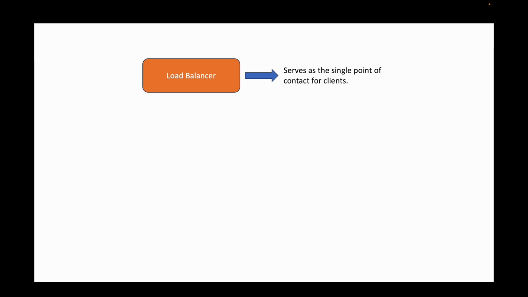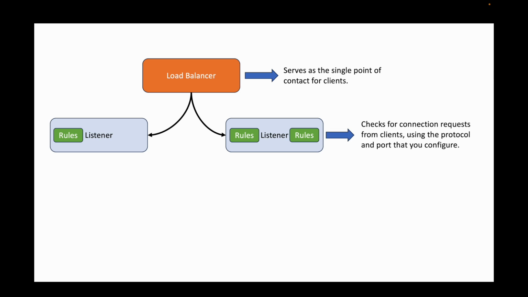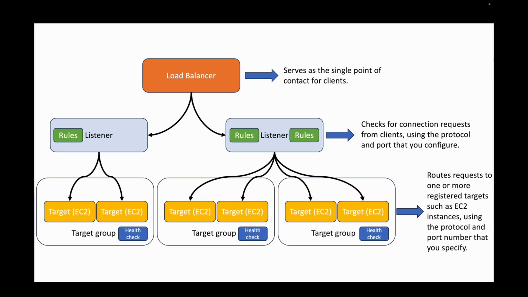So your load balancer serves as a single point of contact for your client. As a user, we'll be hitting the load balancer. We'll no longer hit the instances. Then we'll have your listener rules, which is used to check for your connection request. So in case of your application load balancer, whether the connection request is coming on HTTP or HTTPS, on what port, all that checking will happen in your listener rules. And then you have the target groups. So the listener will route your request to one or more registered targets, such as your EC2 instances, using the protocol and port number that you've specified within the target group. All right. So that's basically how you can work with your application load balancer.